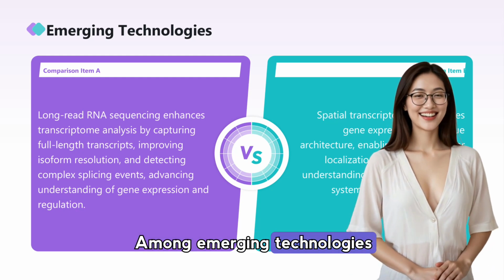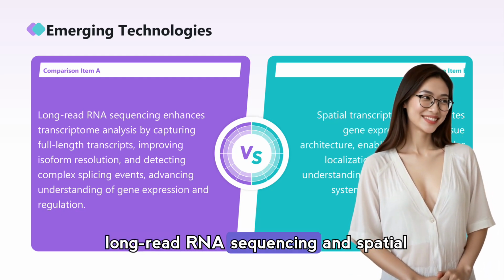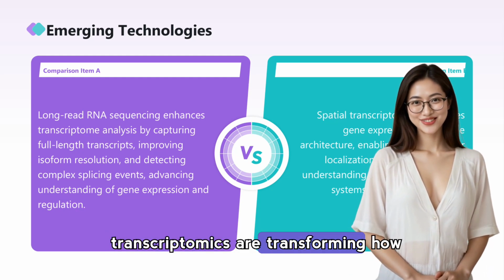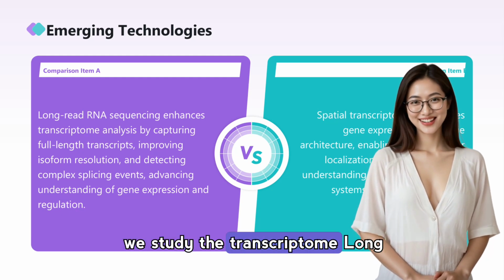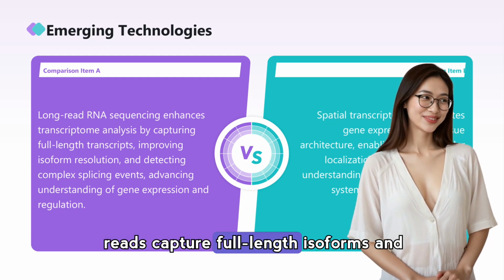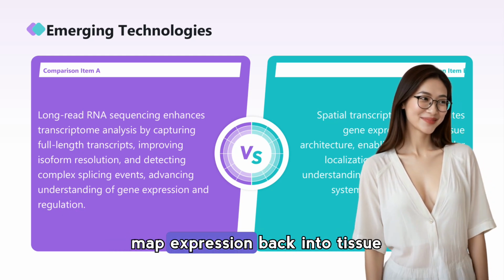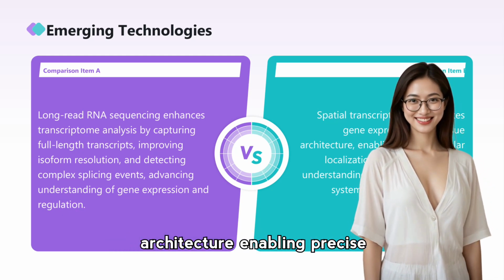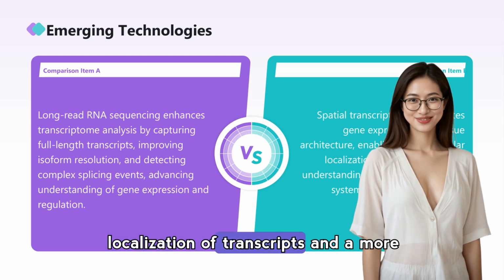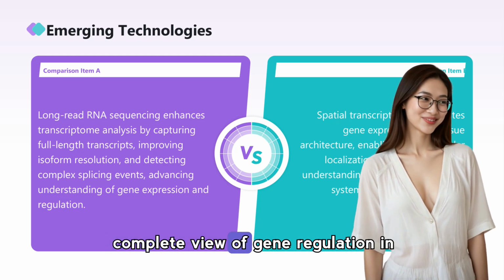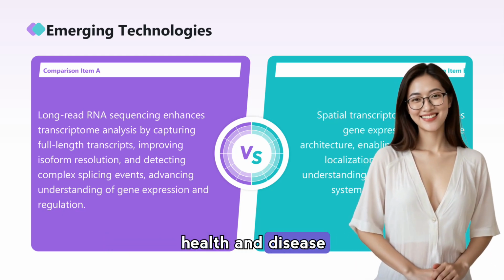Among emerging technologies, long-read RNA sequencing and spatial transcriptomics are transforming how we study the transcriptome. Long reads capture full-length isoforms and complex splicing, while spatial methods map expression back into tissue architecture, enabling precise localization of transcripts and a more complete view of gene regulation in health and disease.